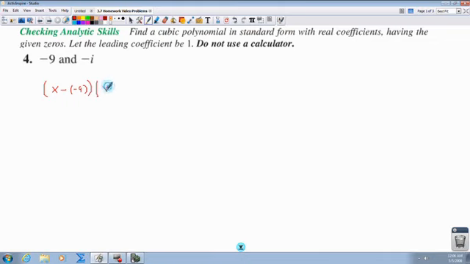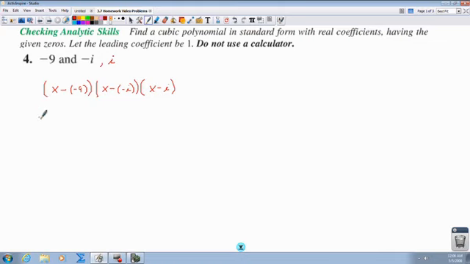We're going to write x minus negative i. And because we know that imaginary numbers come in pairs, the conjugate is also a 0 of this problem too. The conjugate of negative i is positive i. So we're going to have one more factor here, and it will be x minus, and then you place the i into the factor. Okay, so we're going to be multiplying all these together.